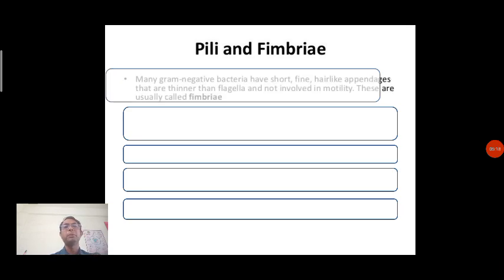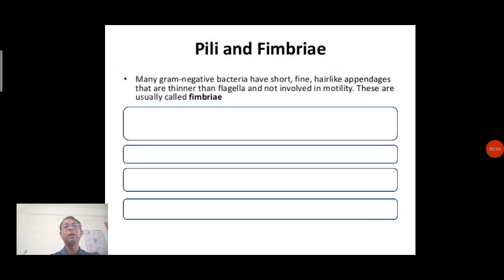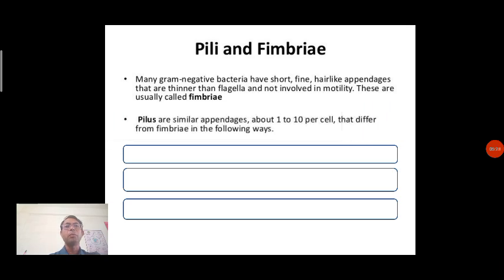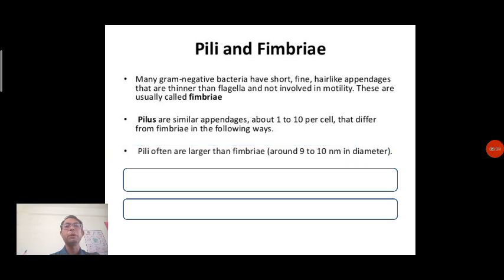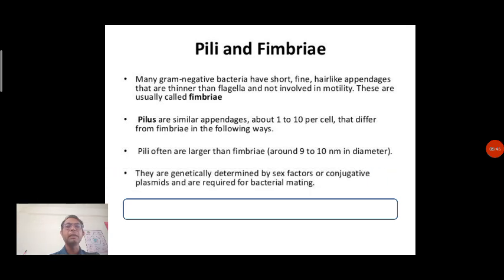to different surfaces. Many gram-negative bacteria have short, fine hair-like appendages that are thinner than flagella and not involved in motility. These are called fimbriae. Pili are similar appendages, about 1 to 10 per cell, that differ from fimbriae in the following ways. One, pili often are larger than fimbriae. Next, they are generally determined by sex factors or conjugative plasmids and are required for bacterial mating.